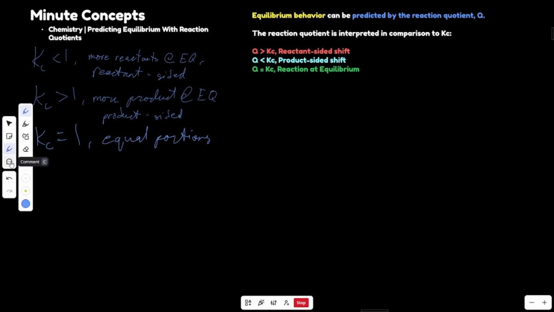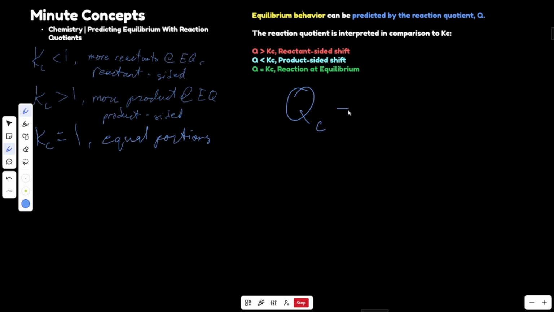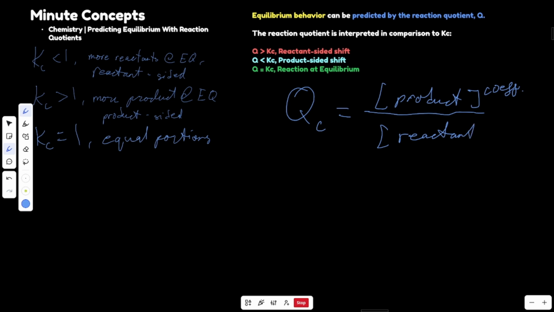So there's Qc and Qp, but they have the same formula as their corresponding K. So in this video, we're going to be talking about Qc. So Qc is equal to the given concentration of products to the power of their coefficient over the concentration of reactants to the power of their coefficient. Now it's really just the same as how we compute for Kc.